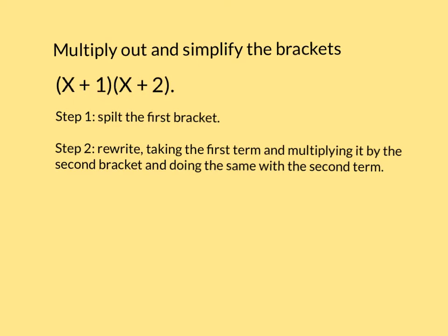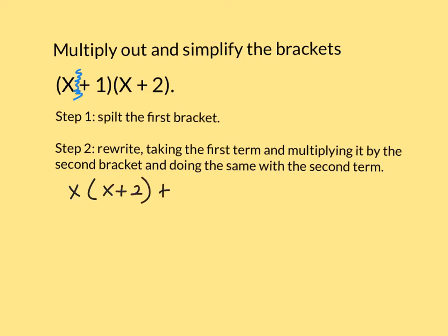Well, the first thing we do, step one there, is split the first bracket. So when we split this bracket, we split it after the variable. We don't include that sign in the middle. Okay, so we've split the first bracket. My second step says rewrite, taking the first term and multiplying it by the second bracket. So I'm going to take that x and I'm going to multiply it by all of the second bracket, which is x plus 2. And then I'm going to put that plus 1.